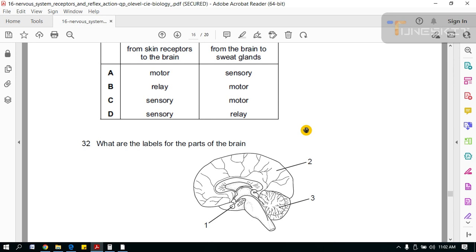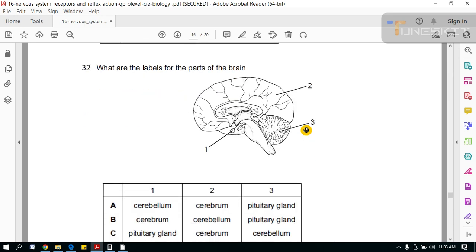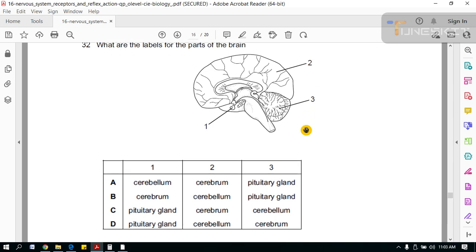What are the labels for the parts of the brain? Right, 2 is what? It is cerebrum. 3 is what? It is cerebellum. And this 1 is what? It is pituitary gland. So just categorize it according to the MCQs or the options. 1 is what?